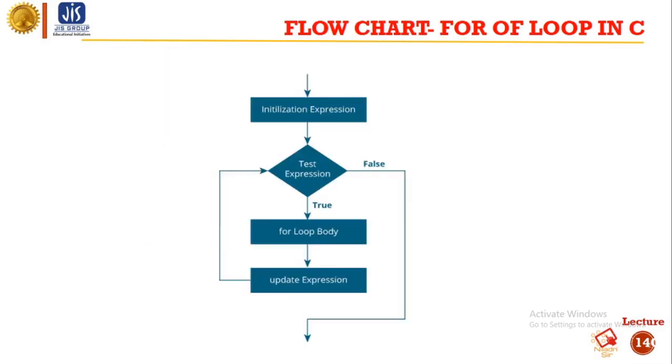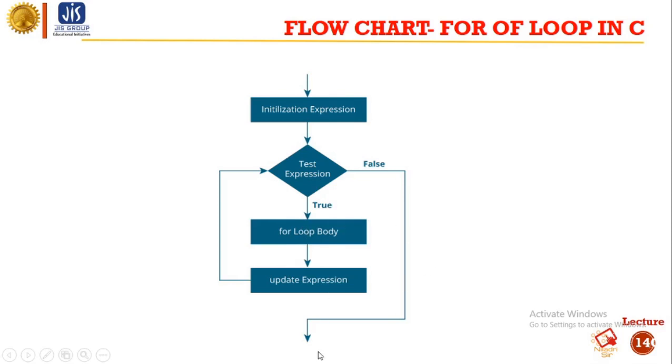These are the flowchart for the for loop. As you can see, this is the initial expression. Suppose the value of i is 0. The expression is being tested here. If it is true, then it will go to the loop body, and after executing the loop body, it will update the expression. But if the expression is false, then it will not enter here. The loop body will not execute and the update expression will not happen.